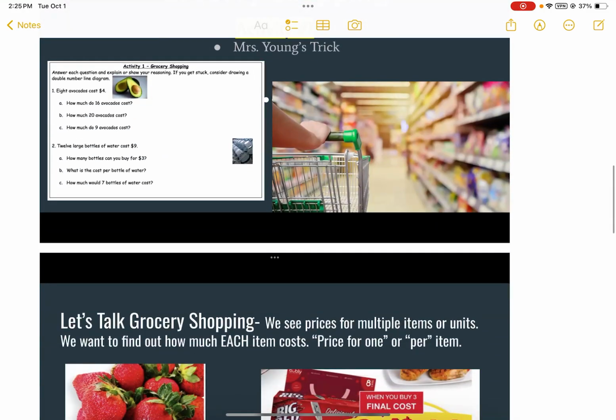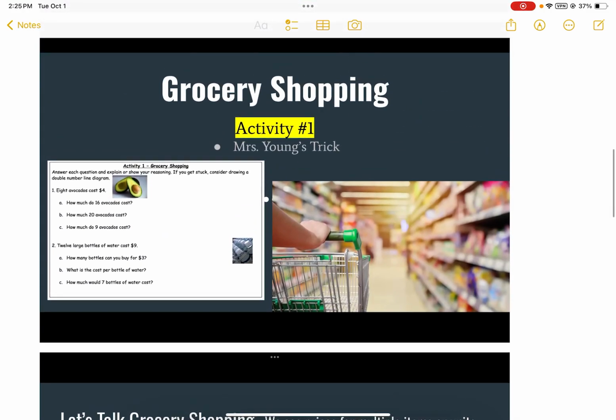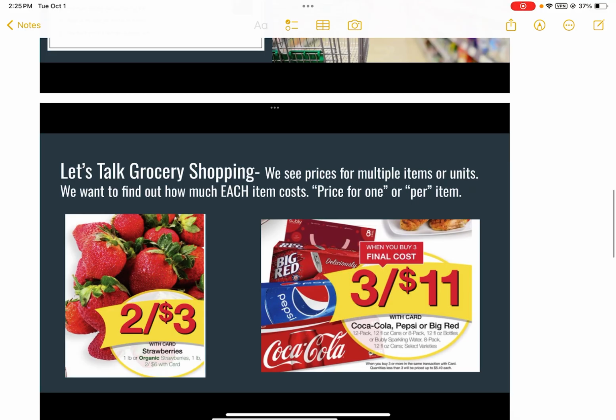I'm going to move to activity number 1. So activity number 1 is grocery shopping. One place where we do use ratios like this and find out how much for one is when we grocery shop. And I use it all the time to make sure I save money. And when you save money, then you can use your money on other things.